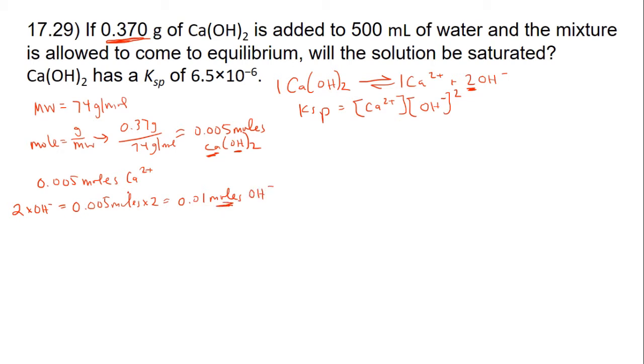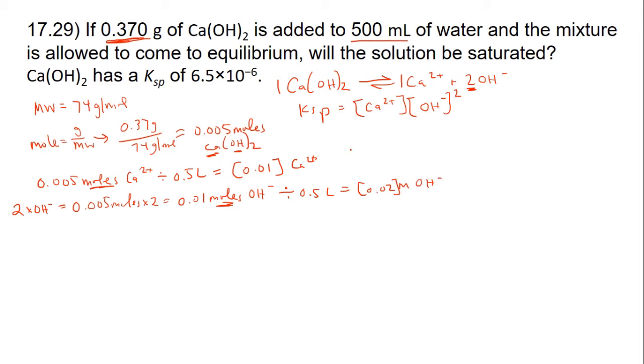So now we found moles of hydroxide and moles of calcium. Remember, for our KSP or for our Q, we need to know our molarity. To find molarity, we simply divide moles per liter. In this reaction, we have 500 milliliters, which is 0.5 liters. So we divide both these molar amounts by 0.5 liters to find a concentration of 0.01 molar calcium 2+ and 0.02 molar hydroxide.